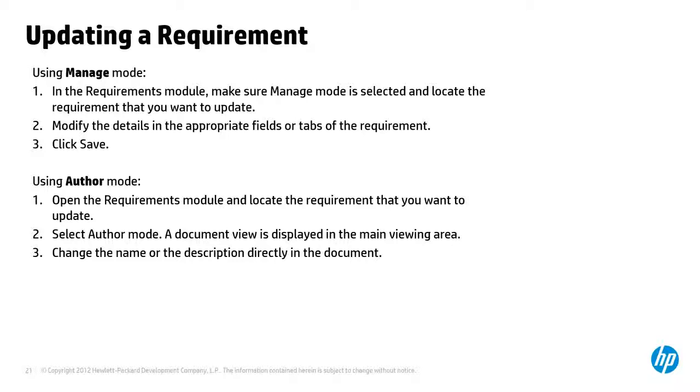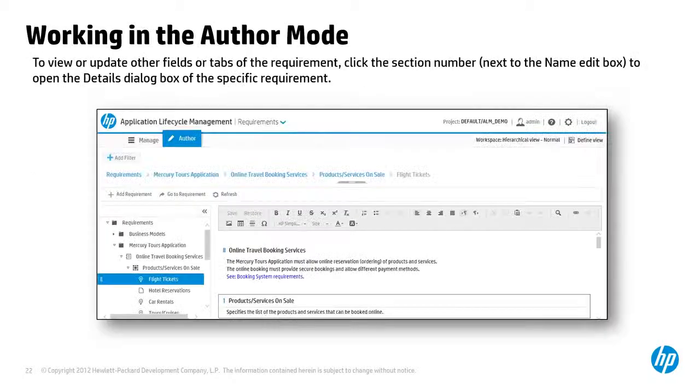So again, in manage mode, we can make sure that a requirement is selected, and we can update the different fields, and then we click save. Now, when we go to author mode, this gives us the document view that we talked about a little bit earlier. And we can go into this requirement document view and change information as if it were a Microsoft Word document. And it's a very slick interface.